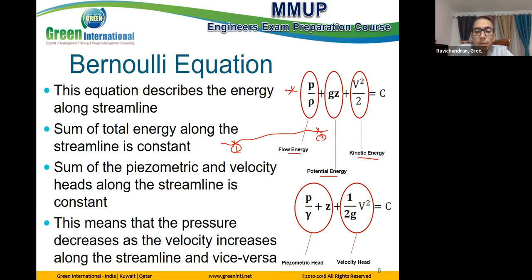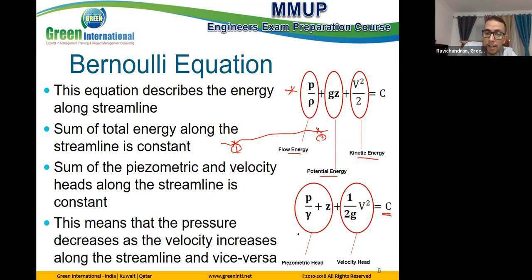P over gamma plus z means piezometric head. Remember, last session we studied three types of measurement devices: barometer, piezometer, and manometer. Piezometric head comes from the piezometer, the same kind of device, which measures static pressure or static head. The other term is v squared over 2g, which means velocity head. The total head is equal to a constant. So piezometric head plus velocity head is equal to a constant.